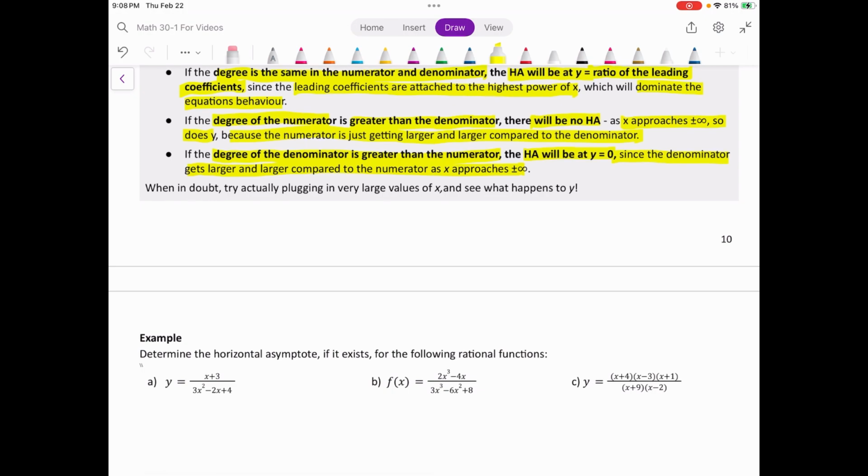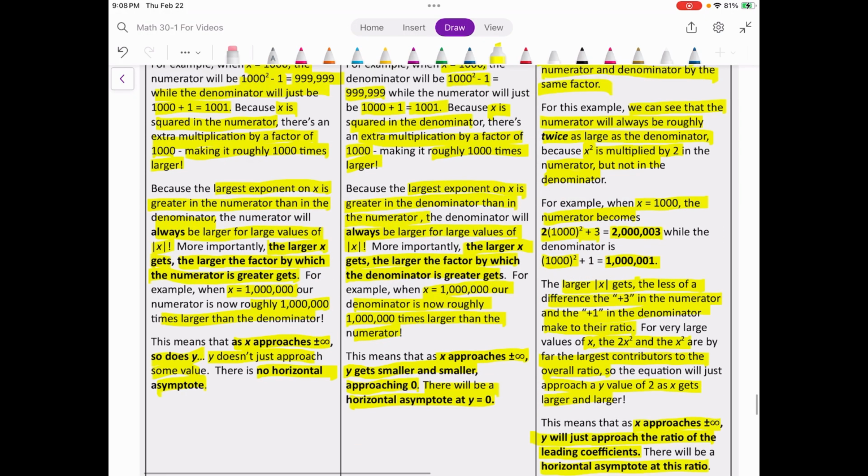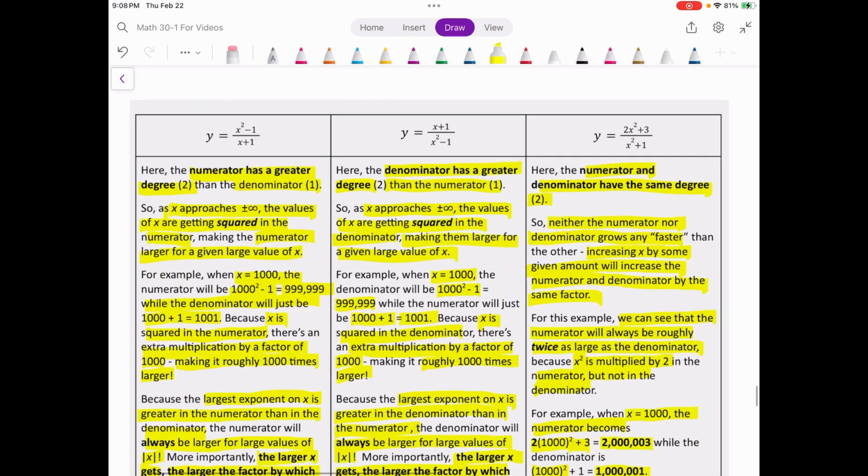And honestly, folks, when in doubt, you don't have to try to think about it too hard or try to remember these. I don't even want to call them rules because they're not rules. They come from thinking about it. But when in doubt, put in 1,000 for x, or put in 1 billion or 1 million for x, and see what the y is approaching, right? If you try putting in 1,000, you'll see that this just keeps getting bigger and bigger. If you do 1 million for x, you'll see that the value of y just keeps getting larger and larger as the output, right?